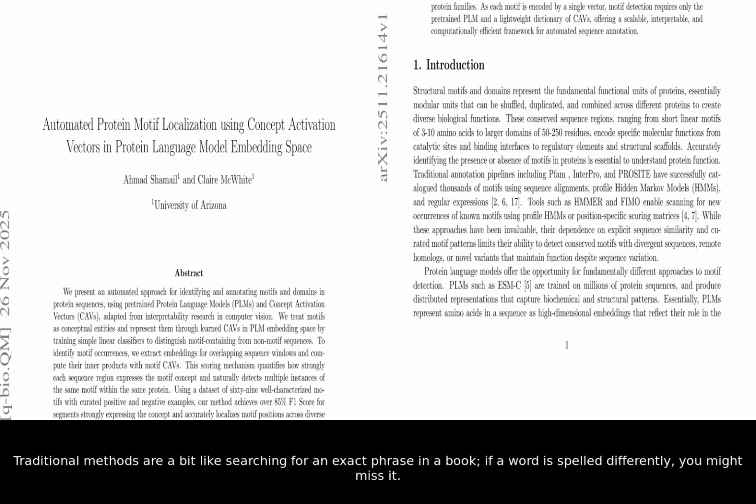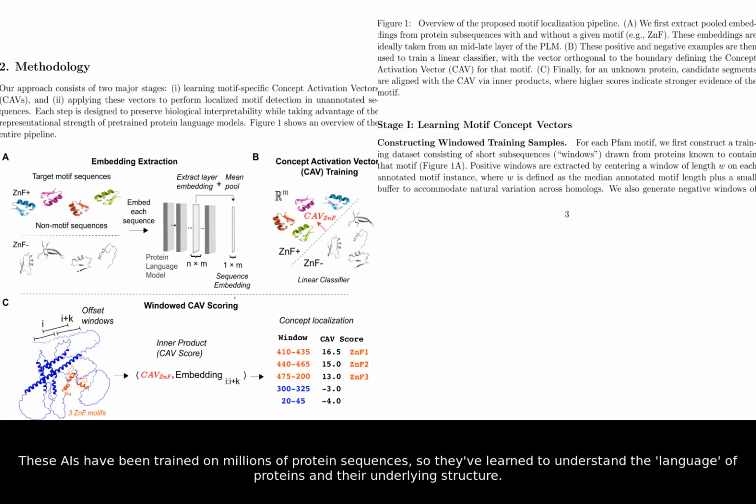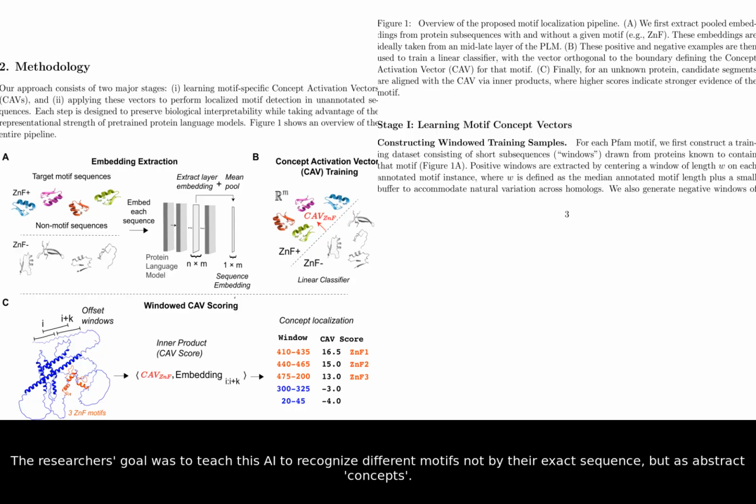Traditional methods are a bit like searching for an exact phrase in a book. If a word is spelled differently, you might miss it. This new research takes a completely different approach, using a powerful type of AI called a Protein Language Model, or PLM. These AIs have been trained on millions of protein sequences, so they've learned to understand the language of proteins and their underlying structure. The researchers' goal was to teach this AI to recognize different motifs, not by their exact sequence, but as abstract concepts.